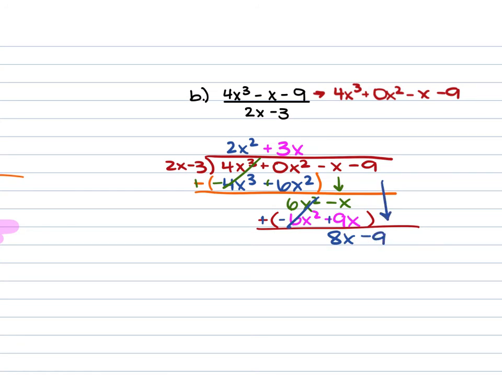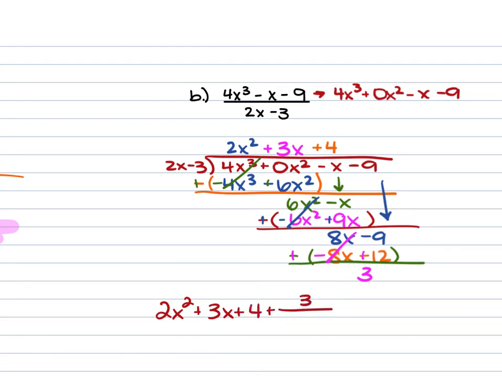We want to ask ourselves, 2x times what is 8x? It gives us 4. So 4 times 2x is 8x. 4 times negative 3 is negative 12. Subtract these, or add the opposite. This cancels out the 8x's. Negative 9 plus 12 gives us a positive 3. That 3 is our remainder. So our answer for this one is 2x squared plus 3x plus 4 plus 3 over what we divided by, which is the 2x minus 3.